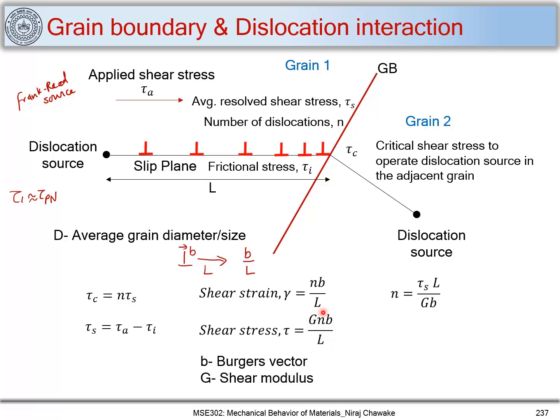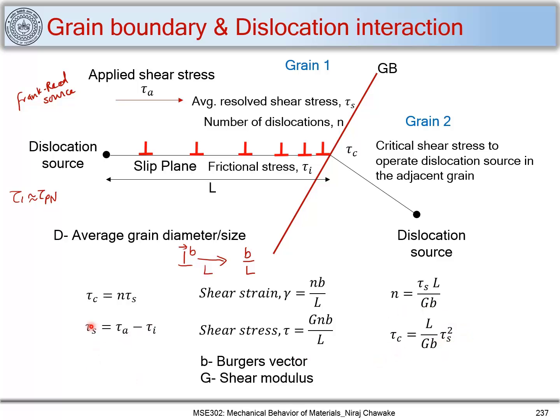Now you can find out what n is, the number of dislocations required to cause this tau c, or to make this critical shear stress which will operate a dislocation source in another grain. So this n you can find from this relation as n equal to tau s L upon Gb. So let's consider this tau to be the shear stress, the average resolved shear stress, and you can find out the number of dislocations that are required. So you can say that tau c I can find from this relation. Tau c is equal to, I just plug in this value of n in this relation and I get tau c is equal to L upon Gb into tau s square. So we get this relation.